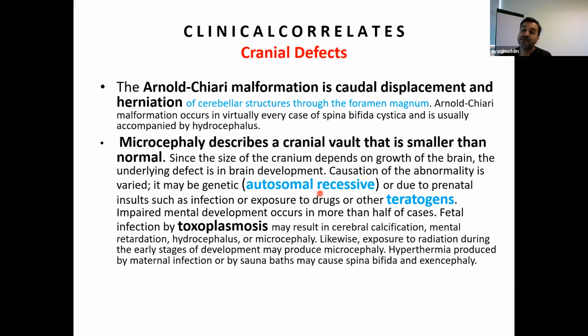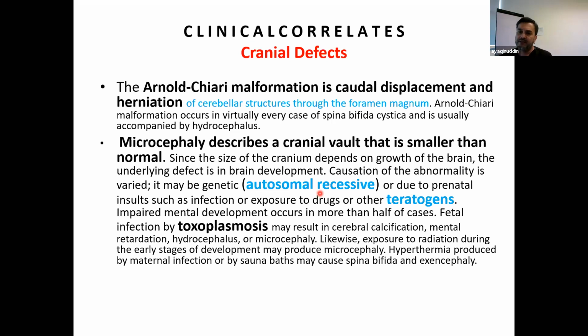That can also obstruct the flow of the CSF through the roof of the fourth ventricle into the subarachnoid space, causing hydrocephalus. So Arnold-Chiari malformation usually is associated with the spina bifida cystica, with tethering of the spinal cord with the vertebral column, and it is associated with the herniation of tonsils through the foramen magnum.